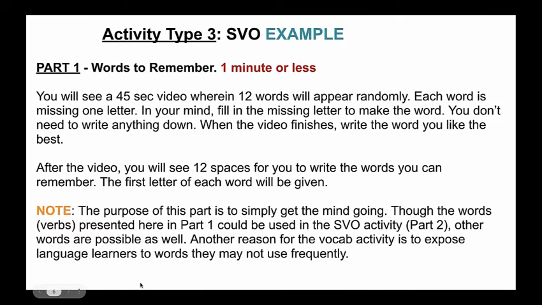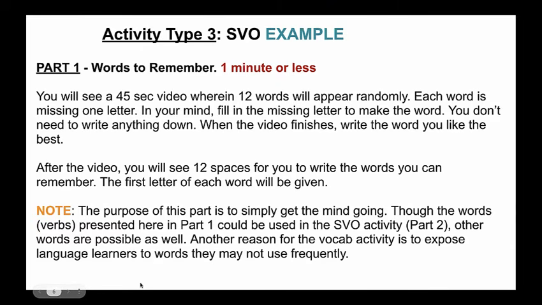So here we go. You'll see a 45-second video wherein 12 words will appear randomly. Each word is missing 1 letter. In your mind, fill in the missing letter to make the word. It's not difficult, believe me. You don't need to write anything down. And then when the video finishes, write the word that you like the best. Just, of those 12, what is your favorite word?